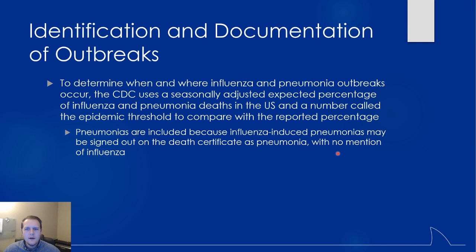And so for instance, when they're trying to determine when and where influenza and pneumonia outbreaks occur, CDC typically are looking at things like seasonally adjusted percentages of influenza and pneumonia. They'll look at the deaths and the number here, and they'll develop what they call an epidemic threshold, right? And so they'll then compare that with the reported percentage to say, okay, well, if we have these number of cases here, we're going to consider this an epidemic. If it's below this, then it'll just say that's part of the normal seasonal sort of variation there, right?